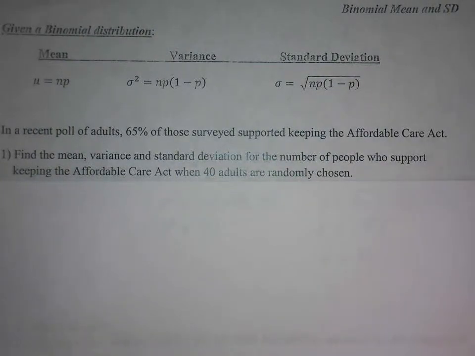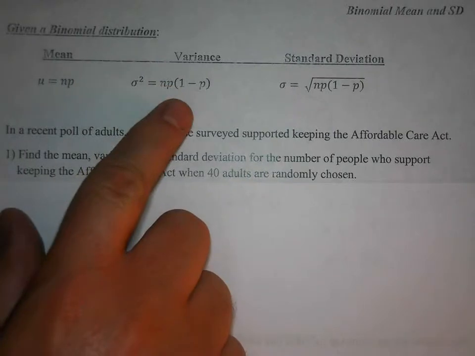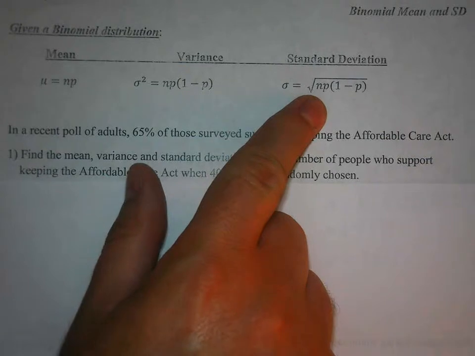Given a binomial distribution, we can find the mean, variance, and standard deviation. And there's these formulas: mu equals n times p, sigma squared equals np times 1 minus p, and sigma equals the square root of that variance.